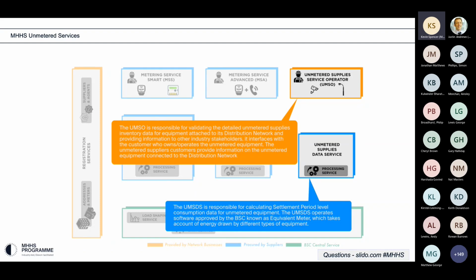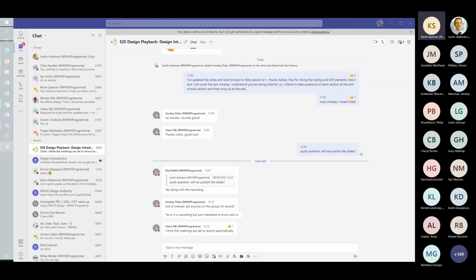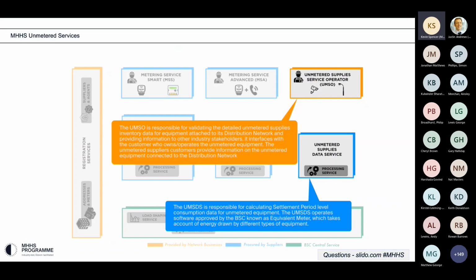They will collect the inventories of the unmetered apparatus from the customer. They will validate that against a set of standing data, which is actually provided by Elexon, to check that it is valid. And they will provide it using a new data flow which has been defined. It's called the unmetered supplies inventory. That's a D388 to the unmetered supplies data service, which is the blue box.